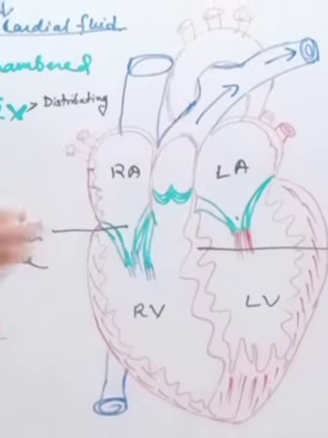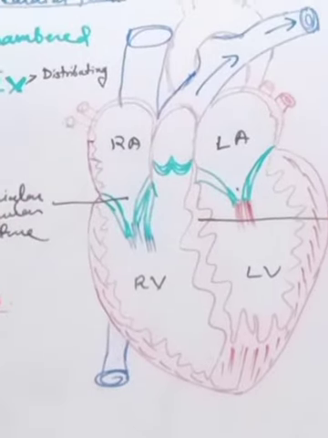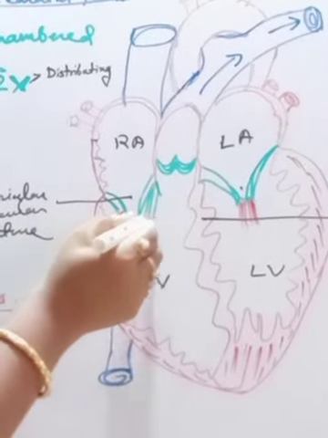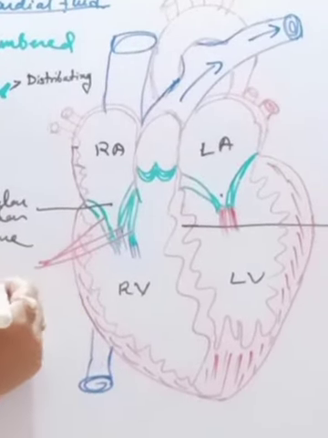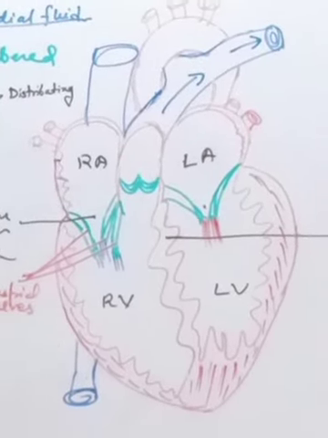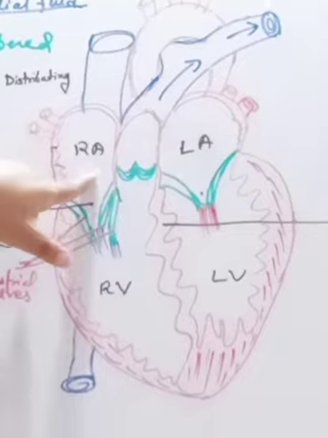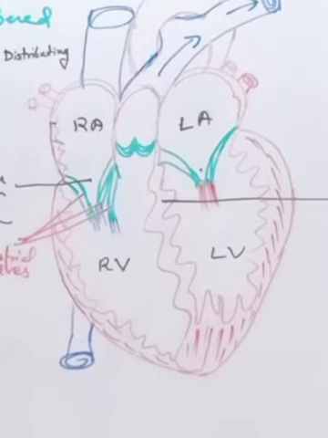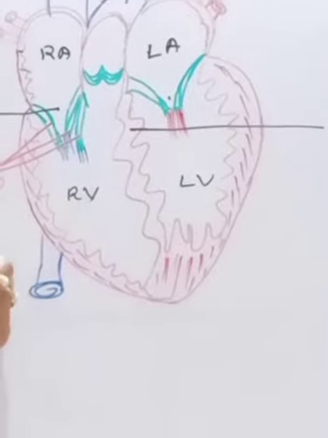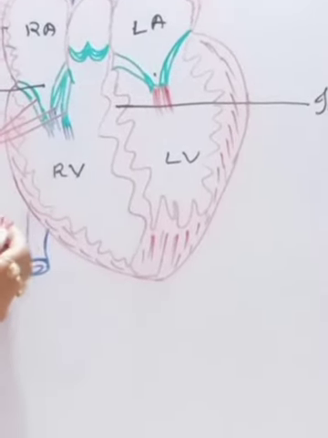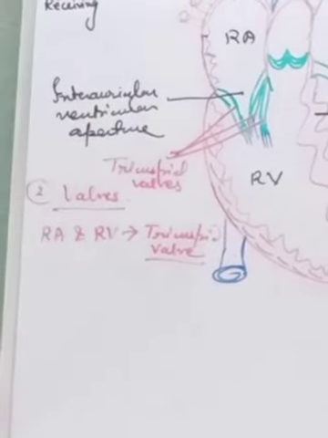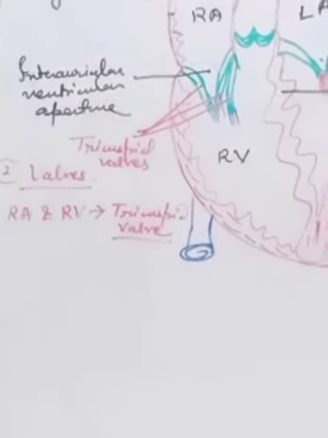Here a valve is present that is made up of 3 cups. Here I have drawn 3 cups. 1, 2, 3. So it is called the tricuspid valve. The valve that is present between the RA and the RV is called the tricuspid valve. Why? Because 3 cusps, or flaps, are present in this valve.